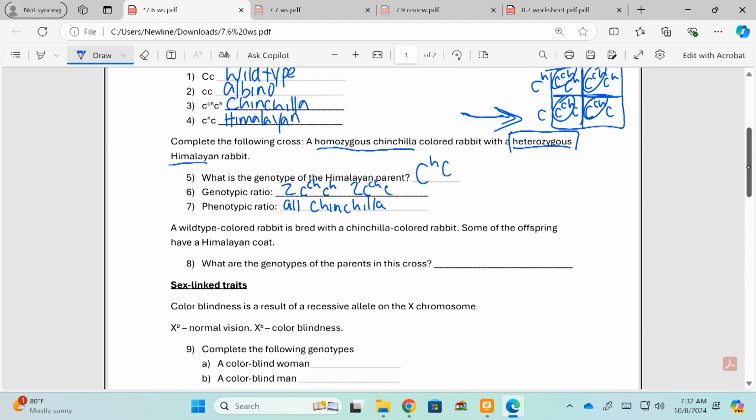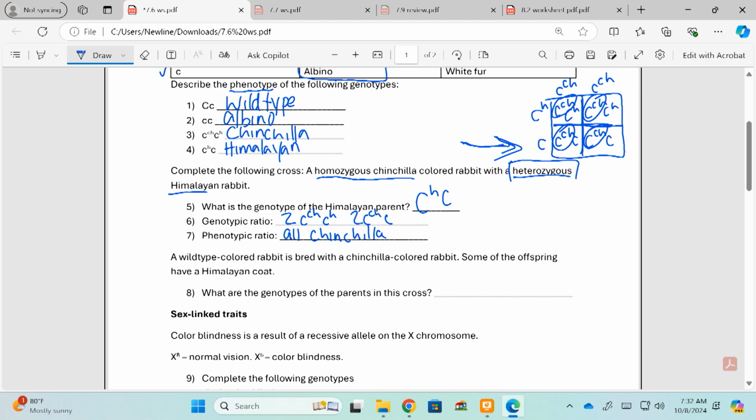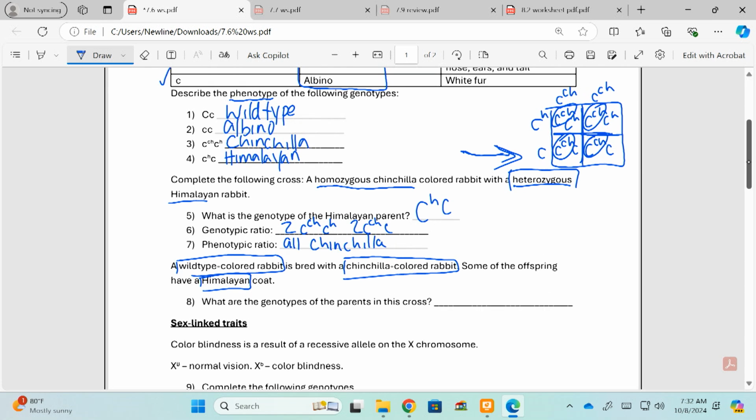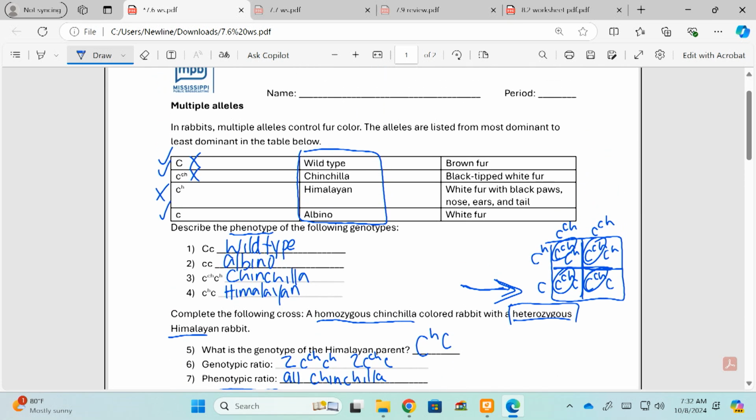Okay, so let's look at what's going on here. So we got two parents. Let's look at this wild type colored rabbit and the chinchilla colored rabbit. And then it says some of the offspring have a Himalayan coat. So we have to figure out what the genotypes of these parents are. Well, when I see a wild type and a chinchilla colored rabbit, I already know what one allele each of them is going to have, right? So that one's talking about a wild colored rabbit. So I know the wild colored rabbit has to have that allele, right?